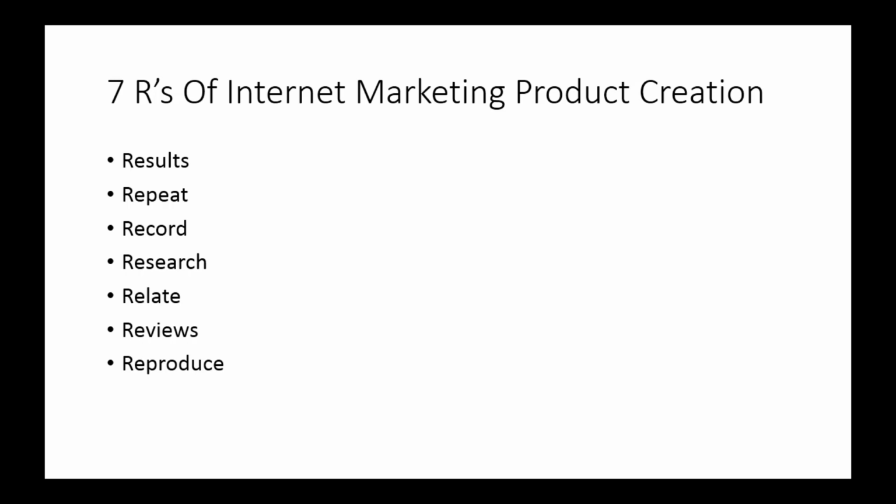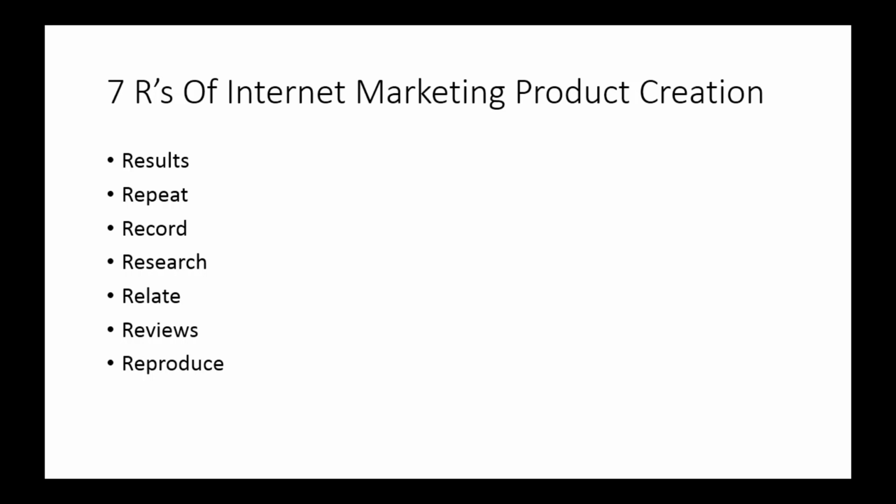Find something that people want to get results in, and get results there. Repeat those results so that it's teachable. Record those results as you're going. Find out why you got the results you got. Research it. Make sure it's something relevant that people actually want to know and actually want to do. Get reviews. Get people to actually get the same results. And then reproduce it again, over and over again. What you're going to find is that your product creation method is going to generate results and income for you over and over again.